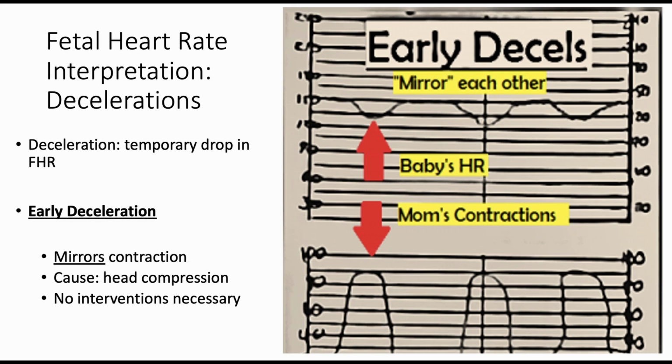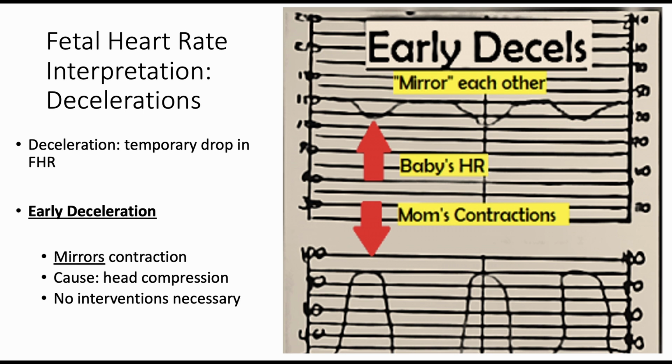So a deceleration is a temporary drop in the fetal heart rate. And we have a few different types of decels, and depending on what type it is will determine what we have to do about it. So our first type of decel is our early deceleration.